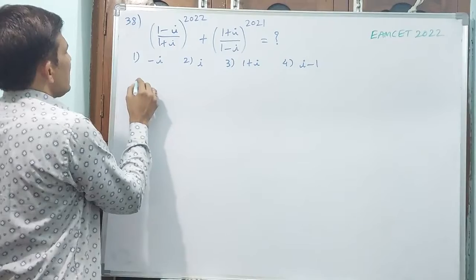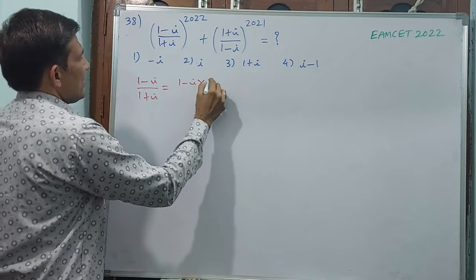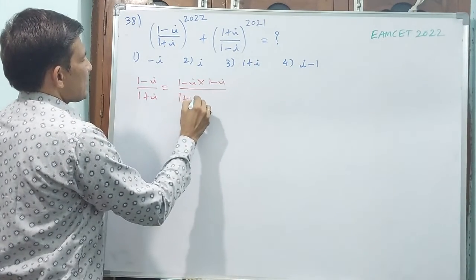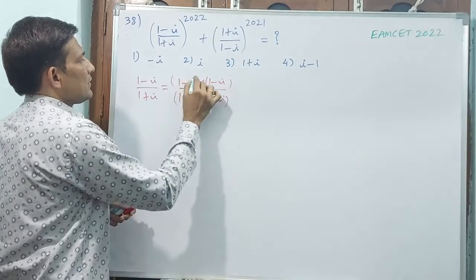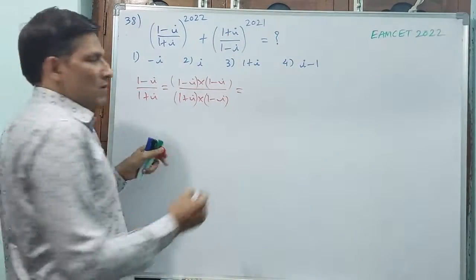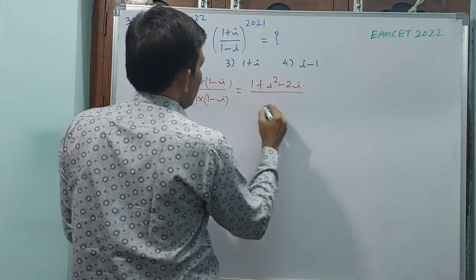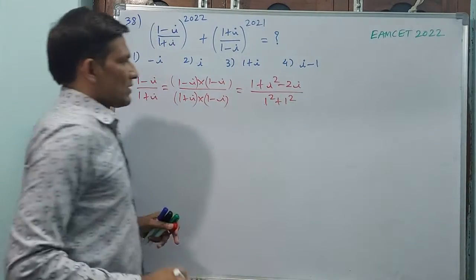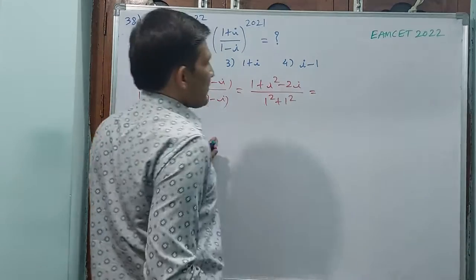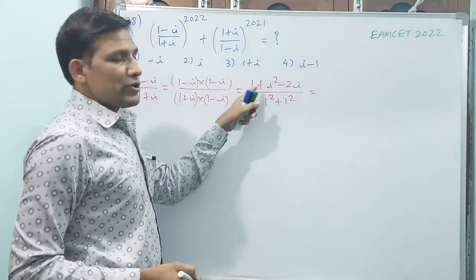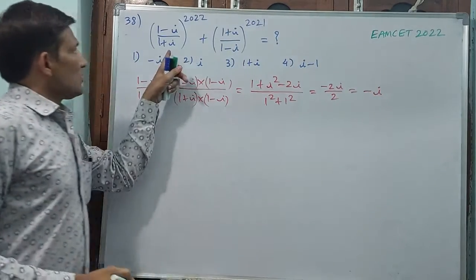See what I am doing. 1 minus i by 1 plus i is equal to (1 minus i) into (1 minus i) divided by (1 plus i) into (1 minus i). Why? Because we have to multiply by the conjugate of the denominator. See, (1 minus i) whole square is 1 square plus i square minus 2i, divided by 1 square plus 1 square. A plus B into A minus B is A square minus B square. I square is there, that is why it will come like that. I square is minus 1, plus 1 gets cancelled. That means minus 2i by 2, that is equal to minus i. This value is minus i.